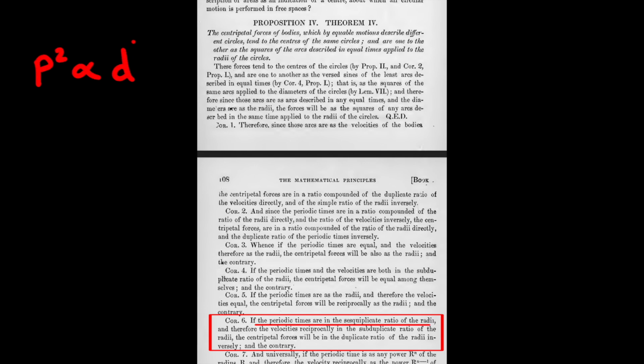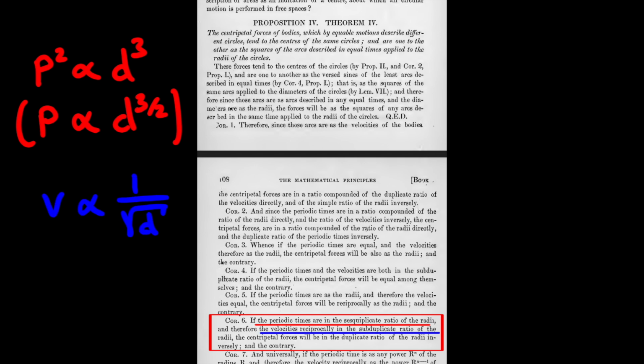"If the periodic times are in the sesquiplicate ratio of the radii," sesquiplicate means to the power 3/2, "and therefore the velocity is reciprocally as the subduplicate ratio of the radii." Subduplicate means 1 over square root. This is an intermediate result that we haven't used. "The centripetal forces will be in the duplicate ratio of the radii inversely." So that means the force is proportional to 1 over d squared.